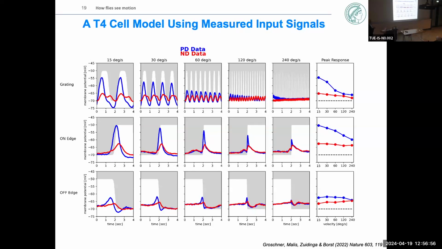In blue is the experimental data for preferred, in null direction in red. These are the experimental data, and this is what the model does. And I think we capture it in pretty much detail.